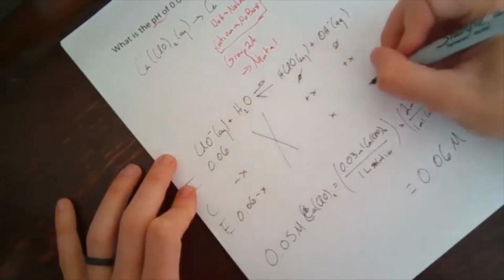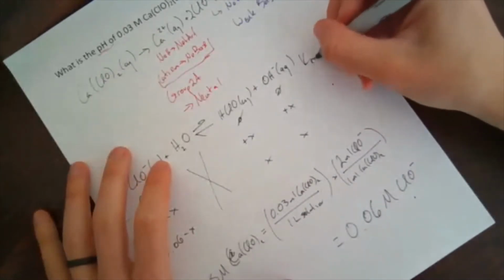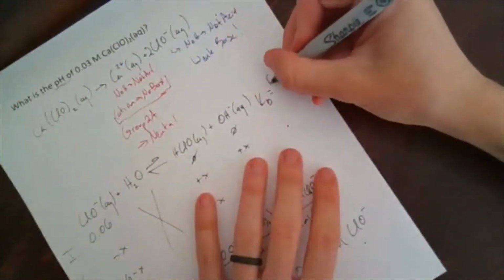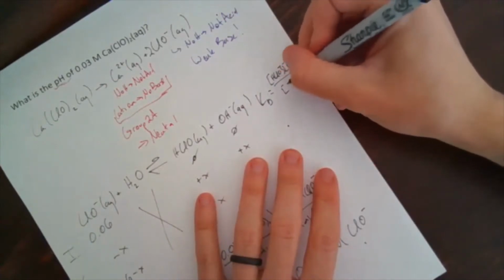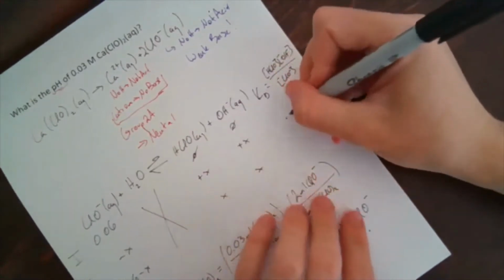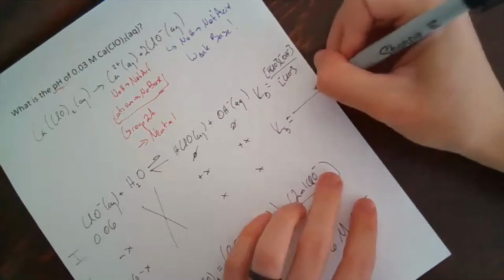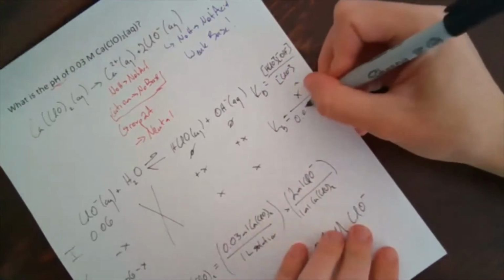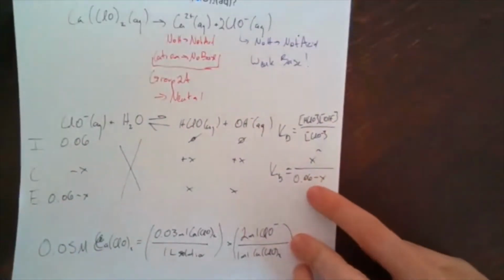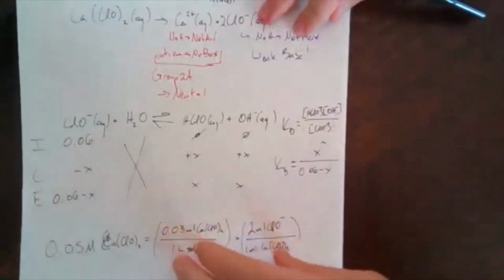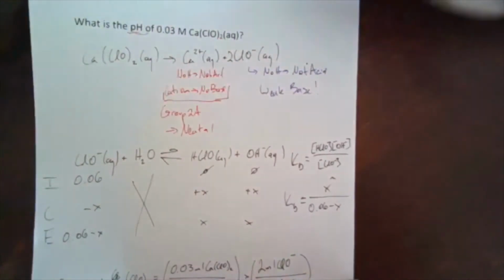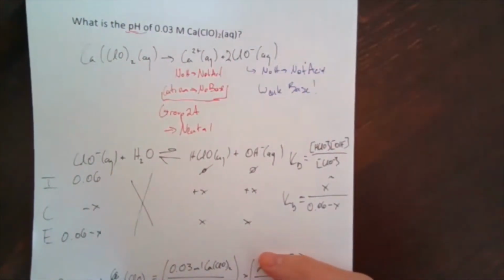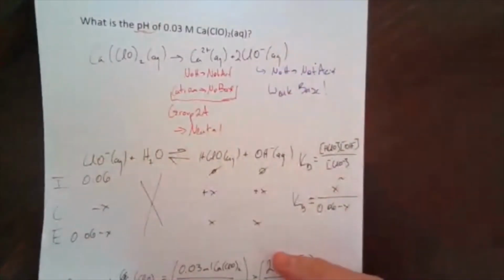0.06 minus x, x, and x. In this case, because it's a base, your Kb is going to be HClO times the hydroxide concentration divided by ClO minus. So your algebra expression is going to be x squared over 0.06 minus x. This would then be the algebra expression to solve. Basically, we first do the stoichiometry to figure out the initial concentration, and we also start by figuring out what acid-base chemistry is actually happening. But otherwise, it's an ice table.